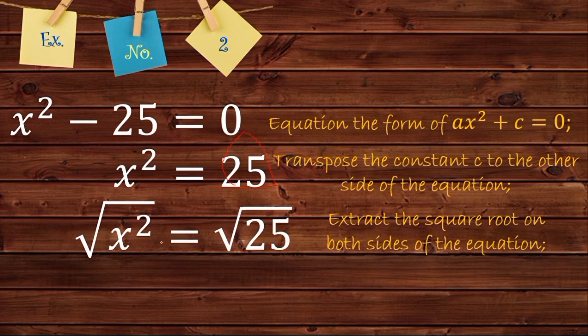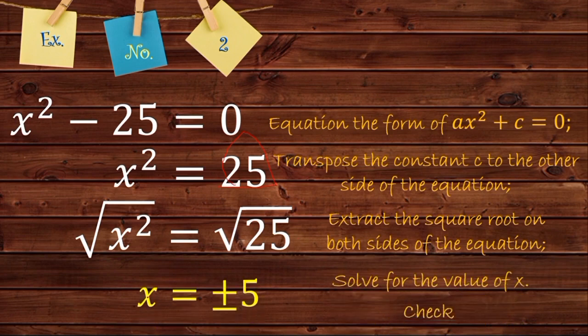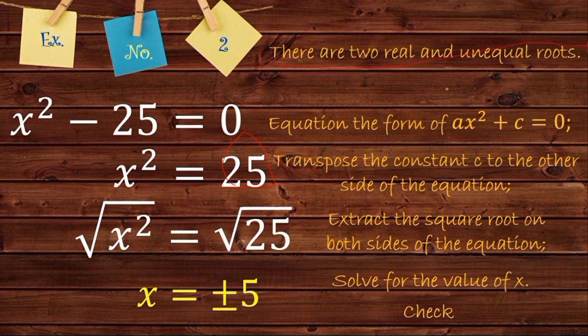So the square root of x squared is x, and the square root of 25 is positive and negative 5. Always remember that when you extract a square root of a real number, it consists of a positive and a negative number. Next. So, in this case, there are two real and unequal roots. Real because 5 is a real number, unequal because 5 and negative 5 obviously are not equal. So, how many roots do we have? Yes, we have 2.